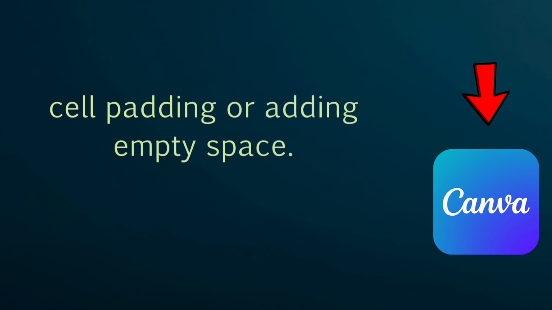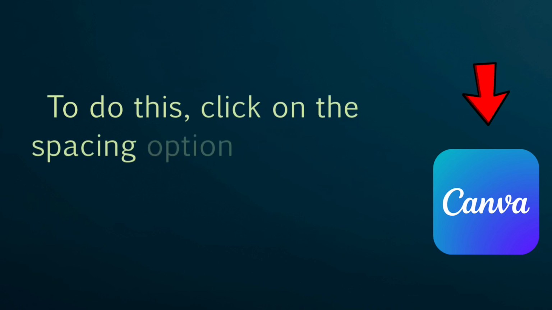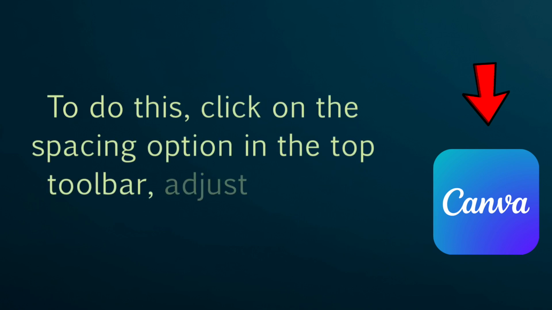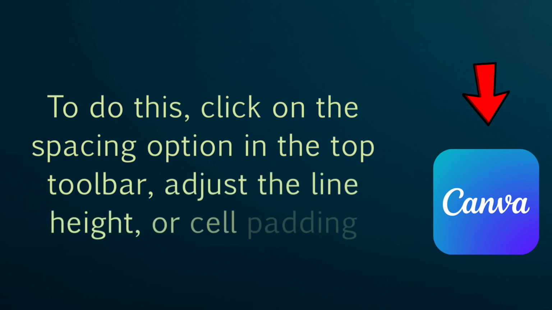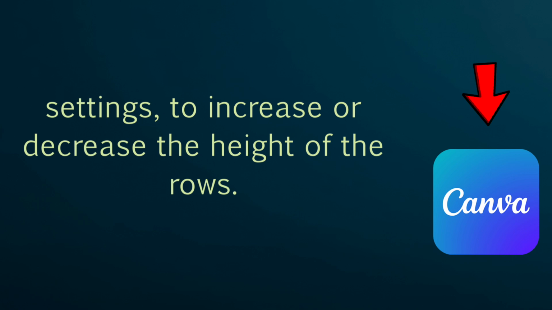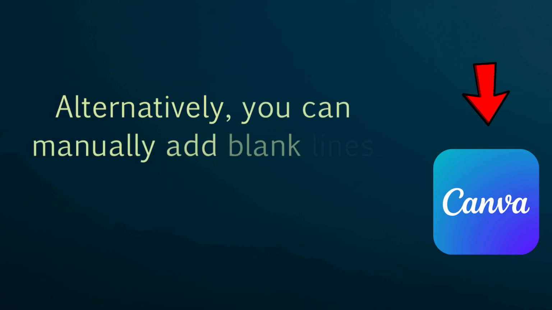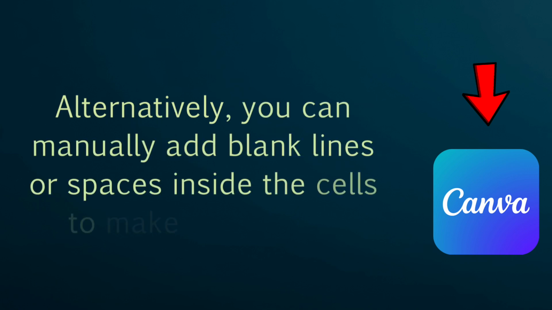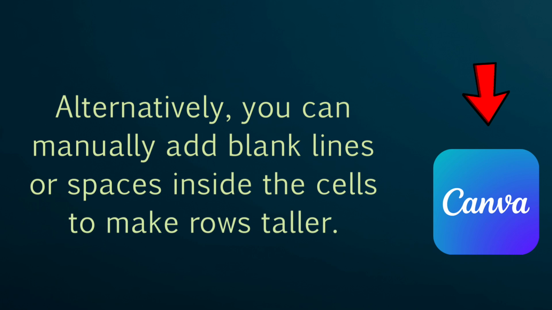or adding empty space. To do this, click on the Spacing option in the top toolbar. Adjust the line height or cell padding settings to increase or decrease the height of the rows. Alternatively, you can manually add blank lines or spaces inside the cells to make rows taller.